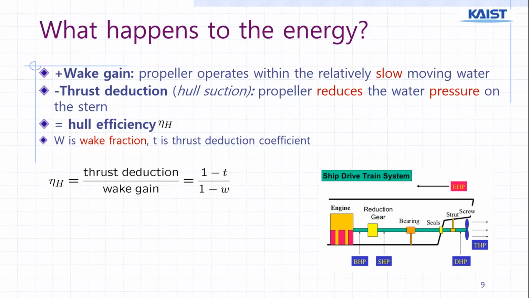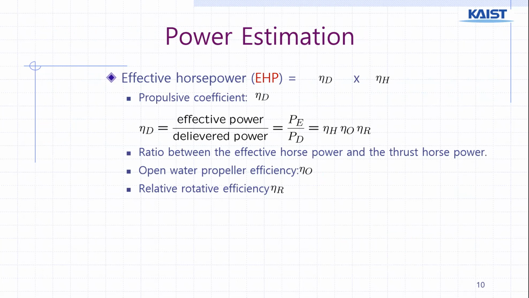And on the bottom there, that's another way to calculate hull efficiency, but it's utilizing W and T, where W stands for wake fraction and T is the thrust deduction coefficient. So if you multiply that with the propulsive coefficient, you get something called effective horsepower, EHP. And propulsive coefficient is a ratio between the horsepower and the thrust horsepower.